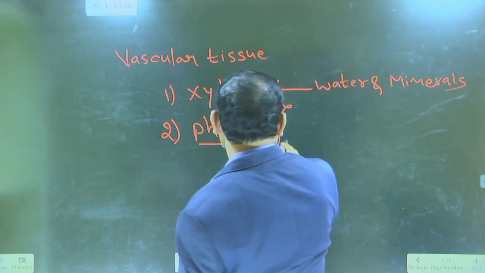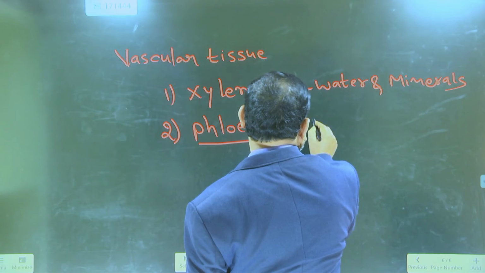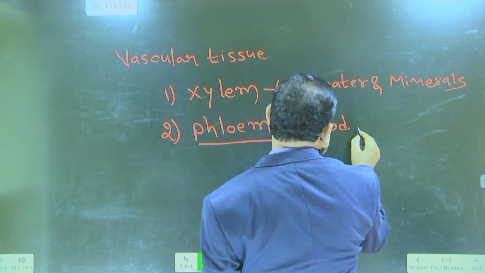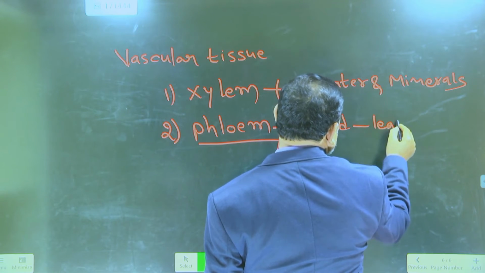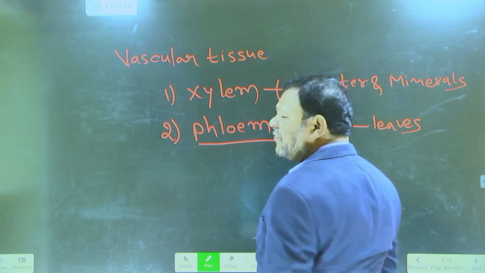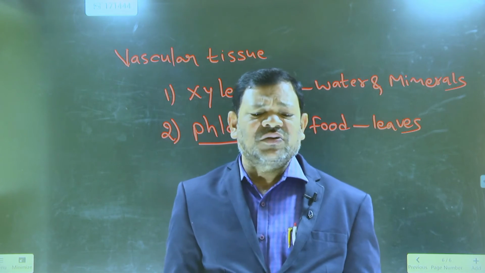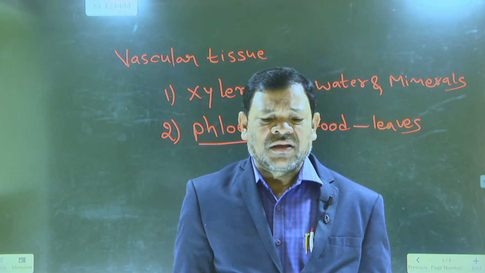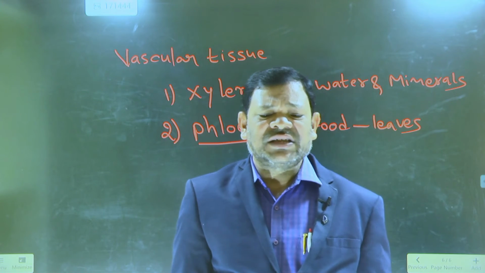Phloem. Actually in the plant, food is prepared especially in the leaves. That food is distributed to the different parts of the plant body through the phloem. So that's why this is called.